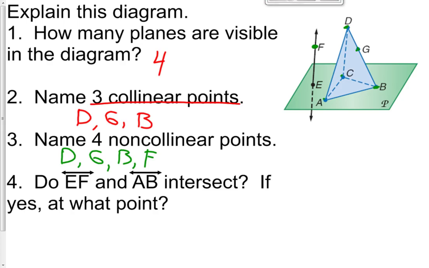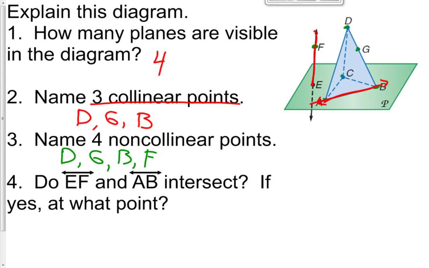Do EF and AB intersect? If yes, at what point? EF is right here. Now when it hits this point E right here that lies on the plane, and then it has a dotted line, that means that it's going through the plane. So picture the plane running horizontal, and FE is running vertical, and it goes right through that plane. AB lies on the plane. Would they ever intersect? Lines extend infinitely, so you can almost kind of picture it running like this.